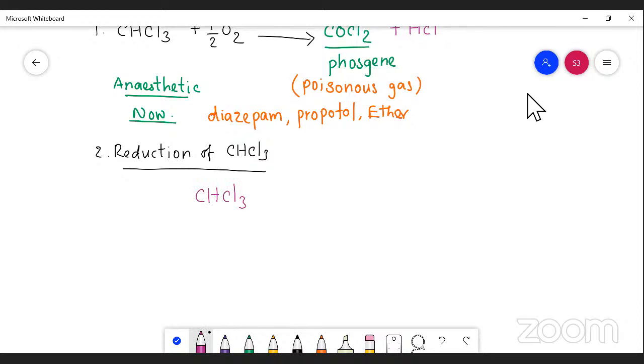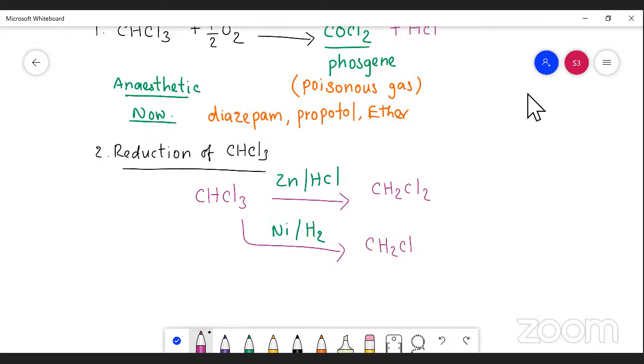CHCl3 is reduced by zinc and HCl as a reducing agent, or maybe it is reduced by nickel and hydrogen. Then what is the product here? We get methylene chloride, CH2Cl2, and here also we get the same thing, CH2Cl2. Methylene chloride is the product.